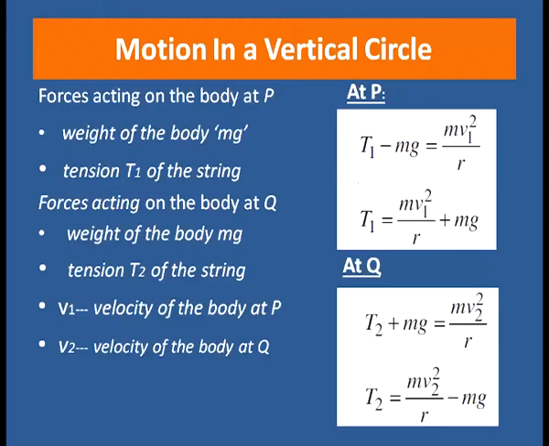Similarly, at point Q, the centripetal force is provided by the net force, and that is equal to T2 plus mg, as T2 and mg both are acting in downward direction. Hence, T2 plus mg equal to mv2 square by r. By simplifying, we get T2 equal to mv2 square divided by r minus mg.